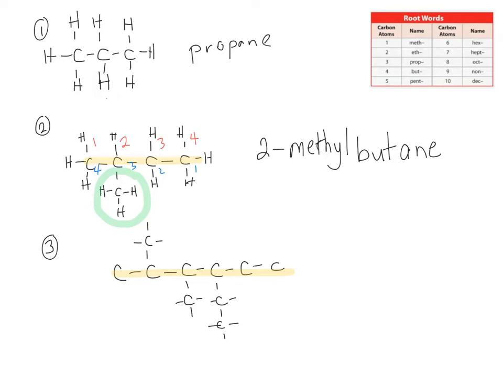So 6 means hex. So this is hexane. And we have some side groups. We've got a methyl group here because it's 1 carbon, a methyl group here because it's 1 carbon, and here you have an ethyl group.